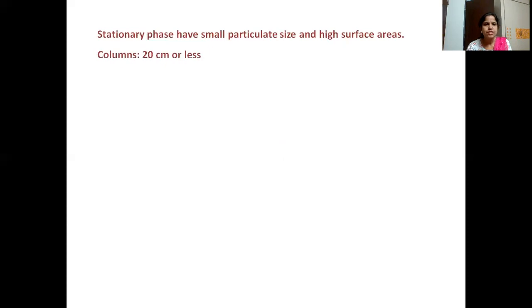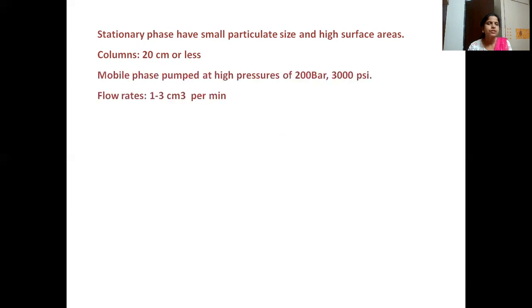Now these stationary phases, the particle size should be very small. If the particle size is small, then the surface area will be large. The columns generally we use in HPLC are 20 centimeters or less than that. The mobile phase, as I said, has to be pumped into the column.